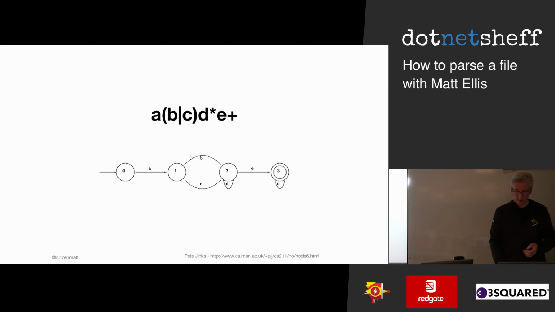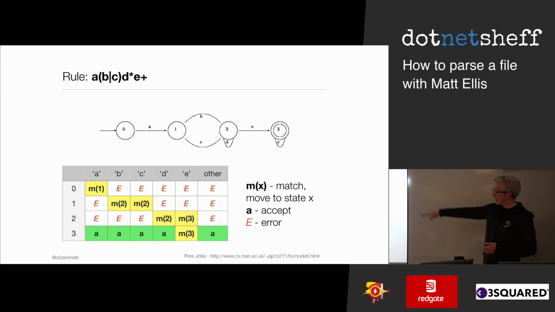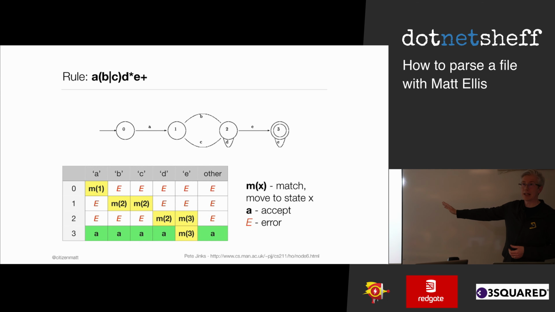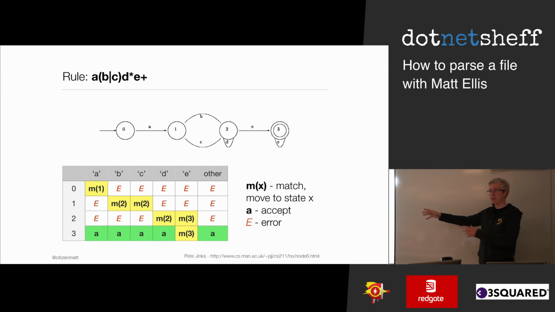And now we can encode that into a state transition table. So here's our table here. We've got the states down as rows, and then the characters which we're going to match as columns. I've got an extra column at the end there, which is other. Just assume this goes on for all the characters that you're able to match.